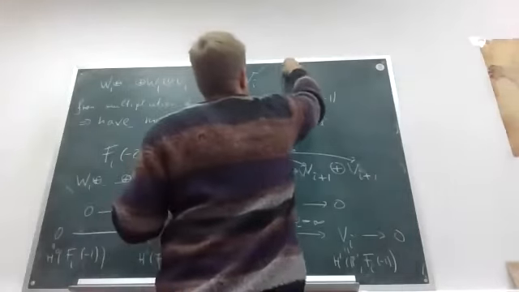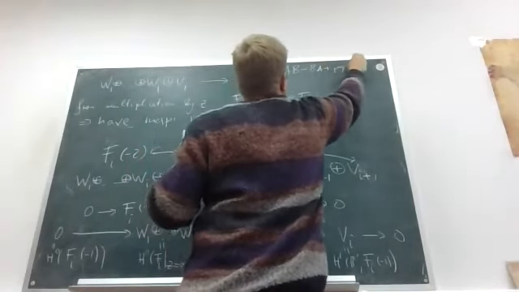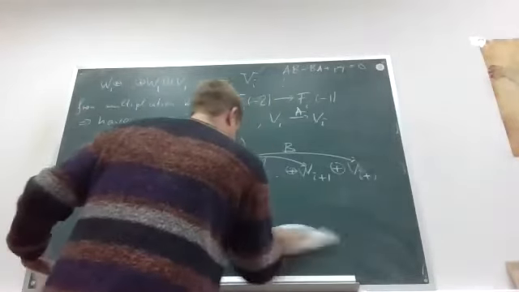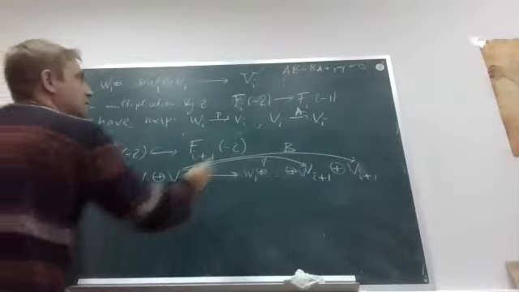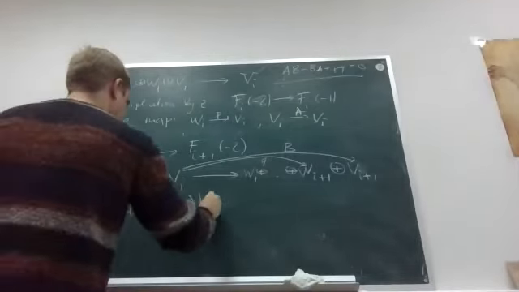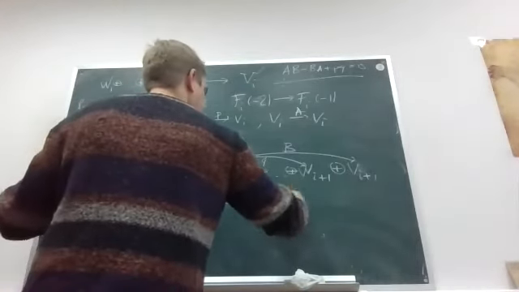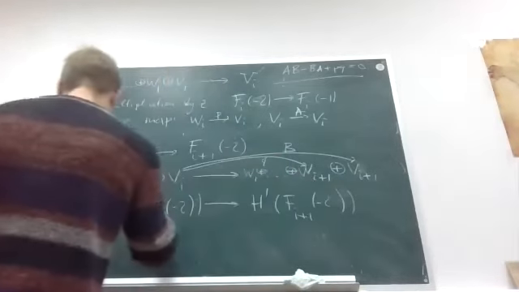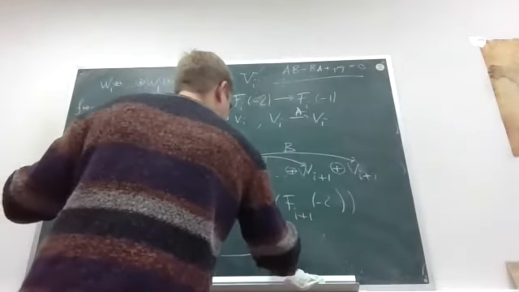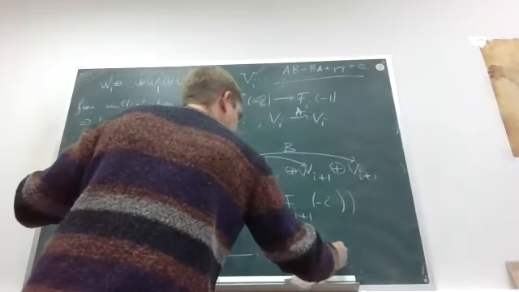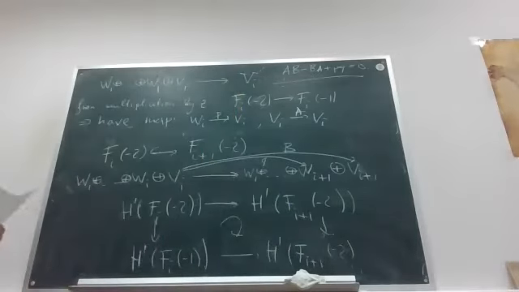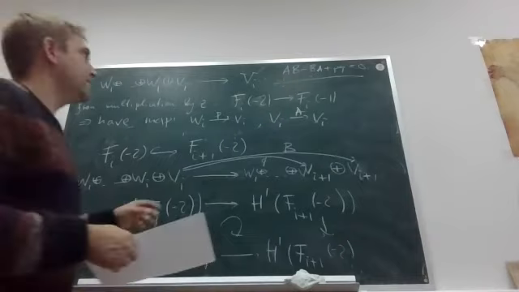Now the relation I wrote here, AP minus BA plus PQ equals 0, follows from the commutativity of the following diagram.